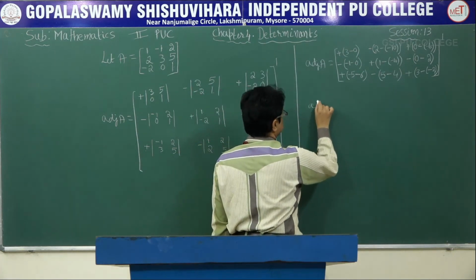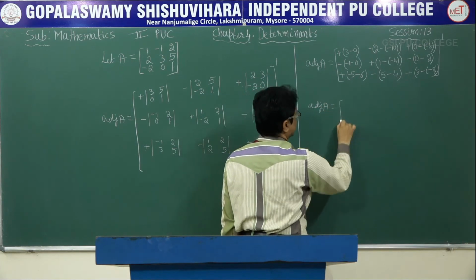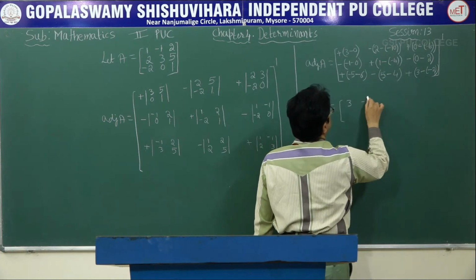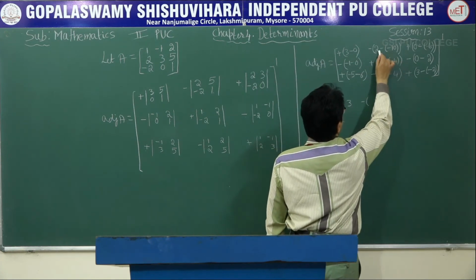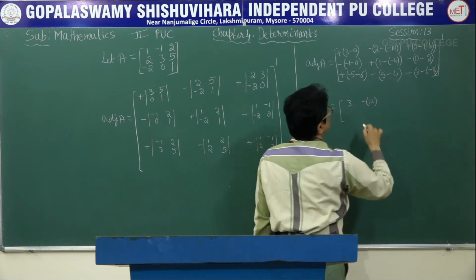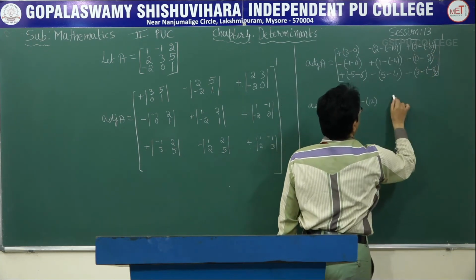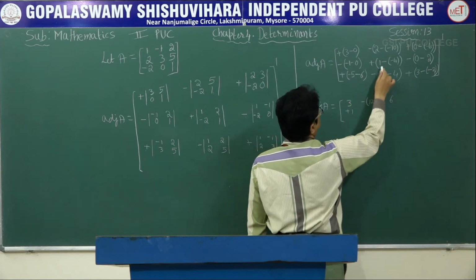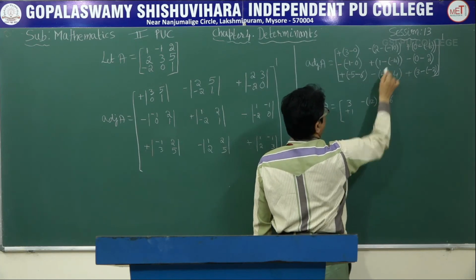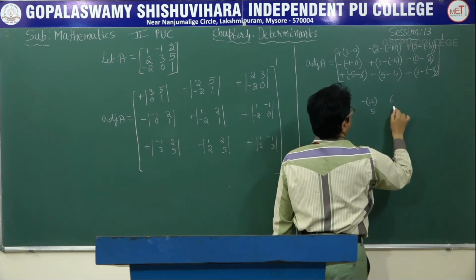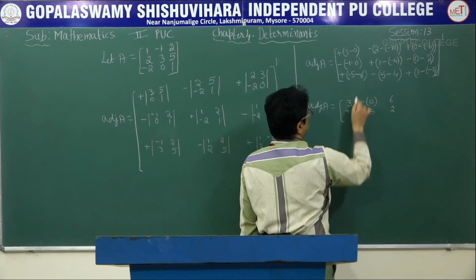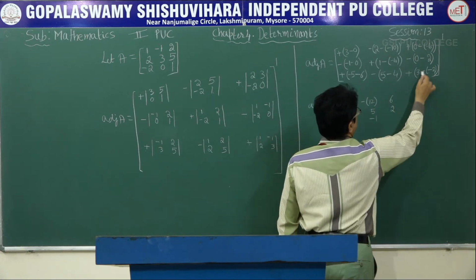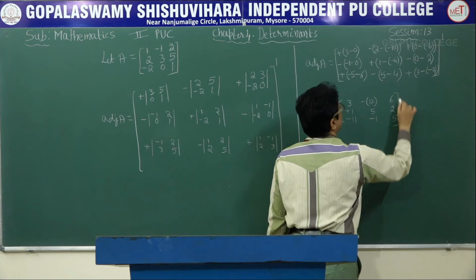So next step, adjoint A is equal to 3 minus 0, 3, minus into minus plus 2 plus 10, 12, minus into minus plus 6. So minus into minus plus 1, minus of minus 4, 1 plus 4, 5, minus into minus plus 2, minus 5 minus 6, minus 11, 5 minus 4, 1, that is minus 1, 3 plus 2, 5, and also we have to write dash.